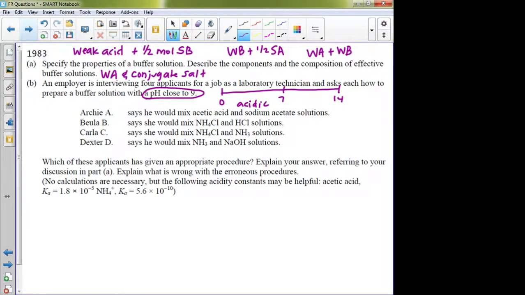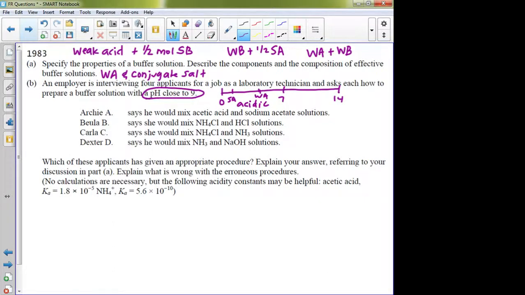H plus, right? So I would expect a strong acid to be somewhere down here because it dissociates a lot. Whereas a weak acid doesn't what? It doesn't dissociate a lot, so its pH would be more up here. Do we see that? Okay.